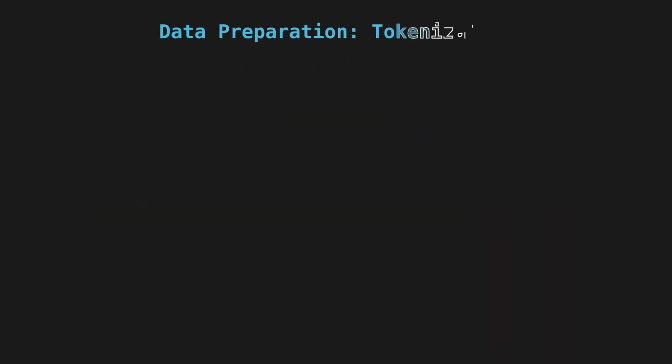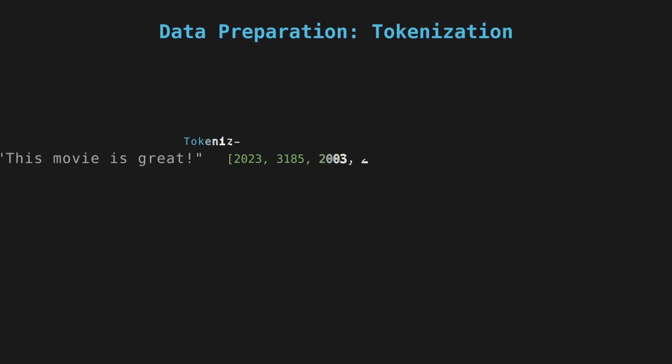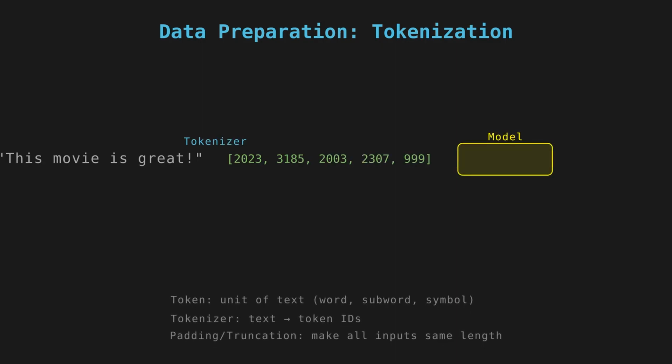Before any customization, data must be prepared. This starts with tokenization. A tokenizer converts raw text into numerical token IDs, the only language a model understands. For example, the sentence "this movie is great" becomes a sequence of 5 numbers. The model also needs an attention mask to know which tokens are real and which are padding. Padding and truncation ensure all examples in a batch have the same length, like making sure all books on a shelf are the same height so they stack neatly.